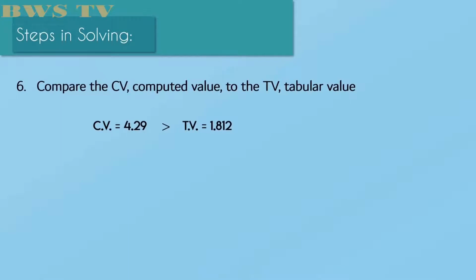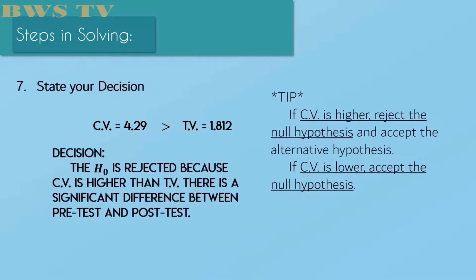Compare the computed value to the tabular value. CV is equal to 4.29 while TV is equal to 1.812. Therefore, CV is greater than TV. Then, you can now state your decision. The HO is rejected because CV is higher than TV. There is a significant difference between pre-test and post-test. Tip: if CV is higher, reject the null hypothesis and accept the alternative hypothesis. If CV is lower, accept the null hypothesis.